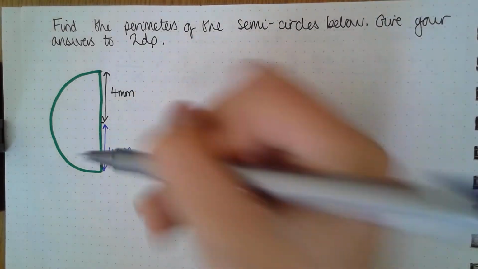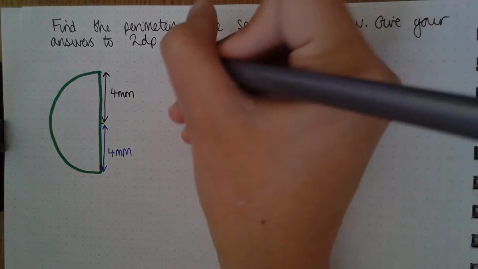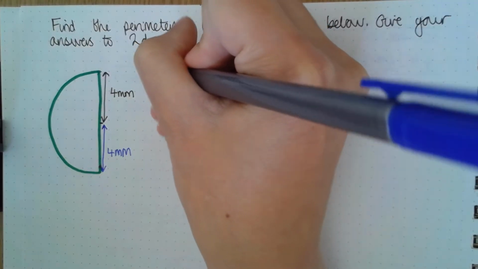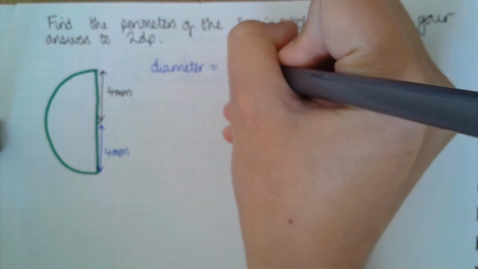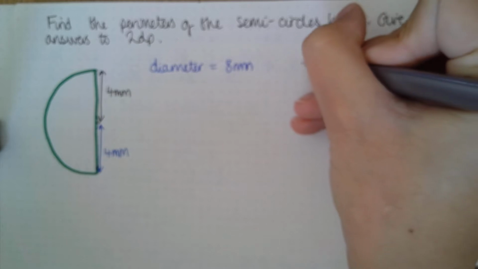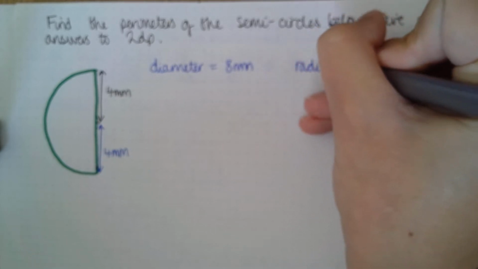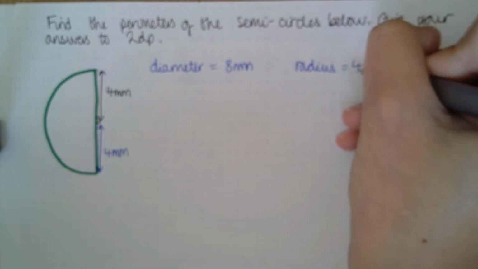So we know our diameter is 8 millimeters. So we're going to write that down. Diameter is 8 millimeters, and radius is 4 millimeters.